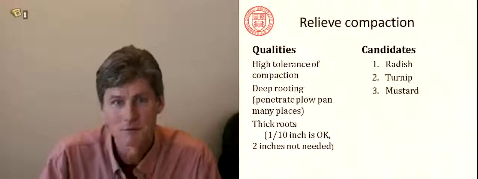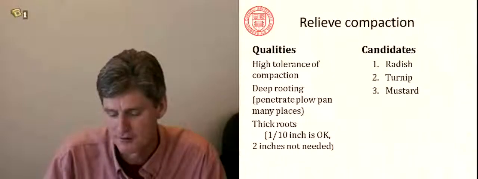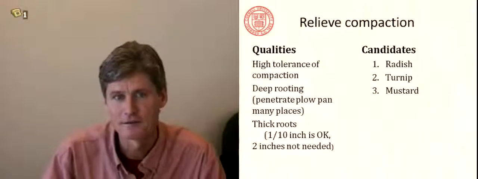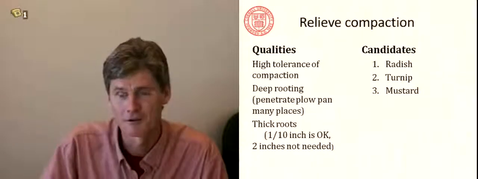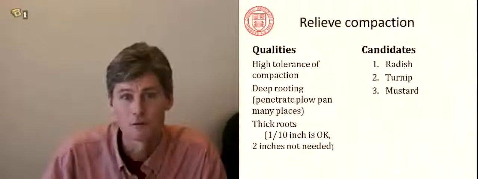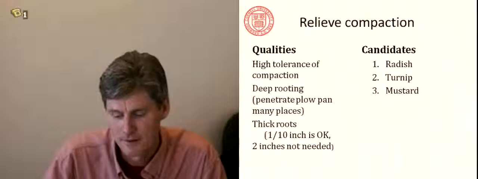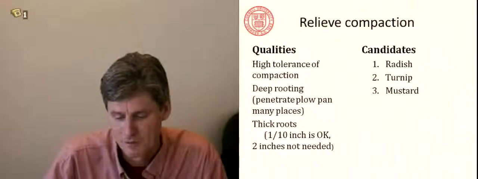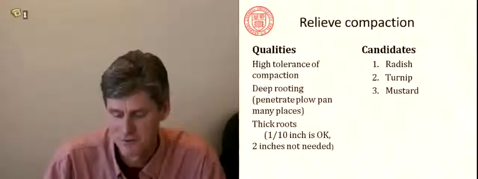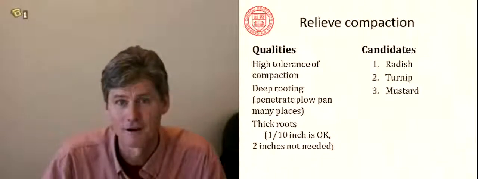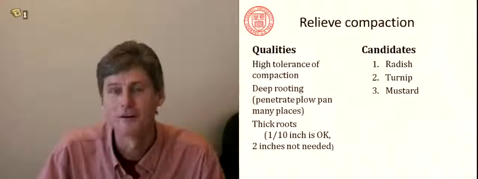And you need them to be pretty thick, so that if a really fine root goes through, it doesn't do you a lot of good. You want enough space that an earthworm can sneak through, that water can drip through, the air can go through, and that crop roots that you're growing next can go through. So by thick roots, something on the order of 1/10 of an inch or maybe even a little bit smaller than that is just fine. So they don't need to be 2 inches. You don't need a hole that big.